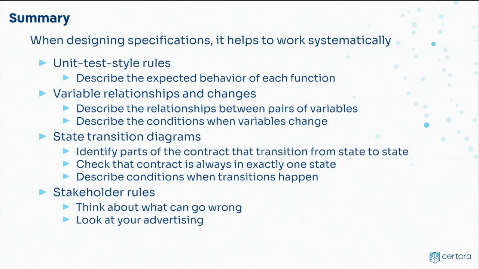We talked about stakeholder rules, which is putting yourself in the shoes of a stakeholder and thinking what's the worst thing that could happen, and then designing rules to rule those bad things out. And lastly, we talked about high-level properties, which is to think abstractly about your functions, not try and dig into the details, but just give very high-level properties that they should satisfy. And that's a more abstract kind of thing, but can get you going quickly and can find unusual bugs.